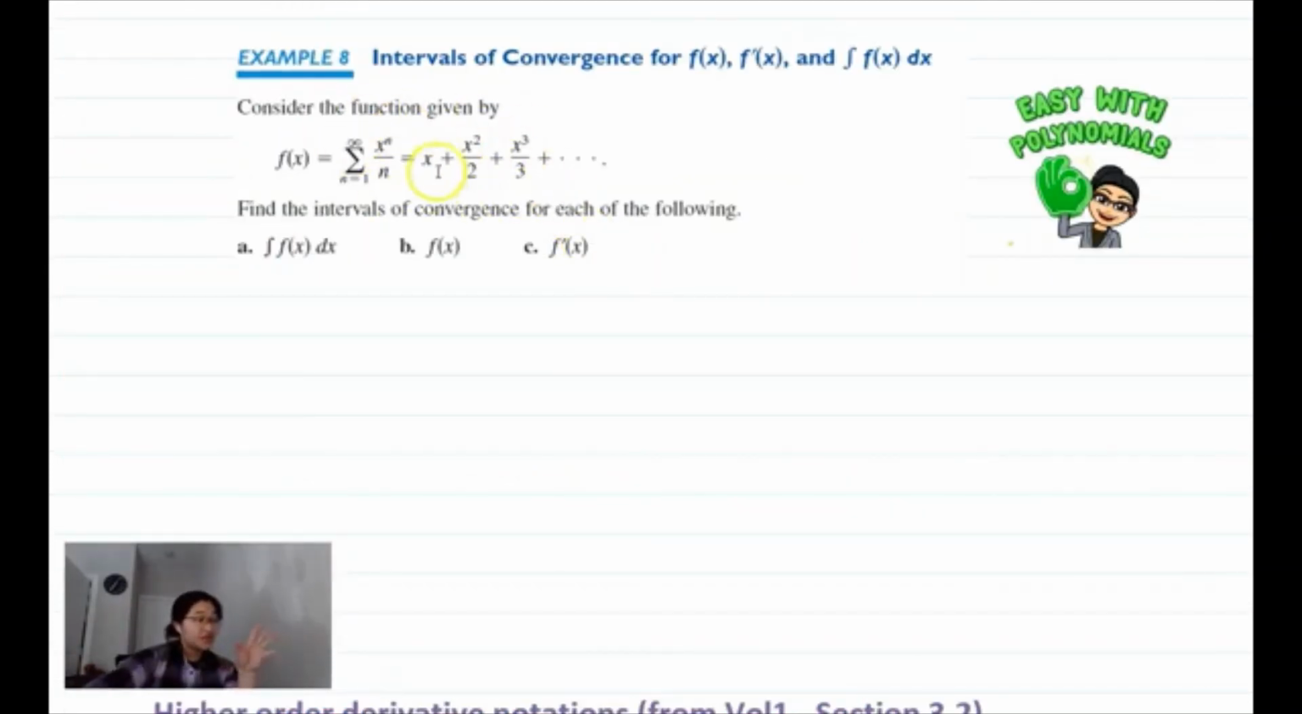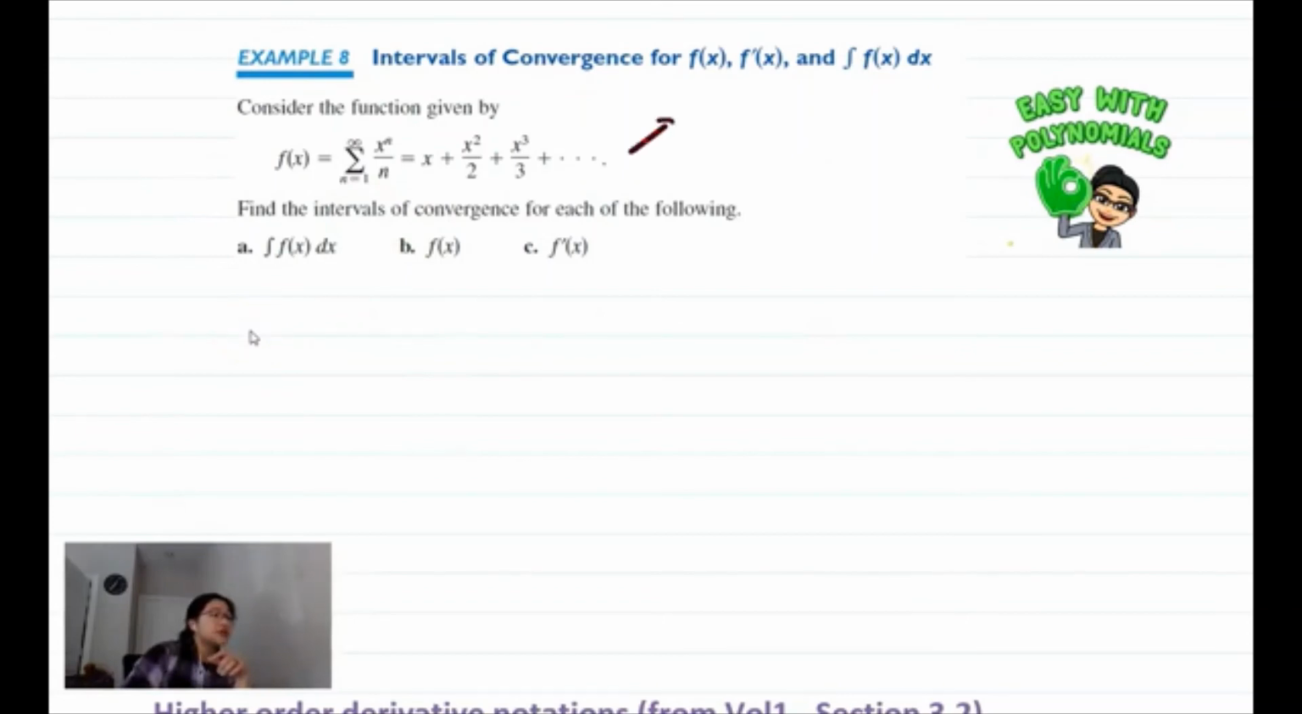So given this power series with terms written out, it's very helpful. Can you find the interval of convergence for the integral of this, the actual function, and its derivative? So pause the video, try to work that out, and then we'll talk about that. It's easy because it's polynomials, though.